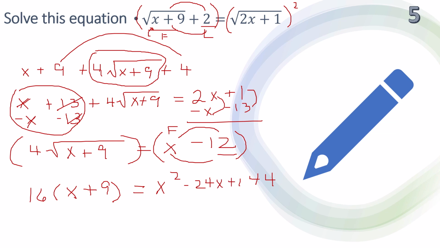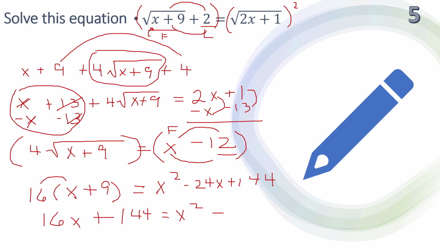Okay, go ahead and distribute 16 times x, and then 16 plus 9. Got a lot of algebra review in this first unit. So 16 times 9 is 144. I think. Let me try that again. 16 times 9 is 144. All right, so we've got the left and the right.